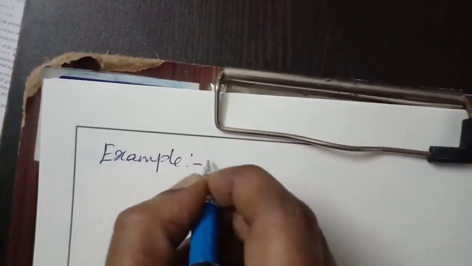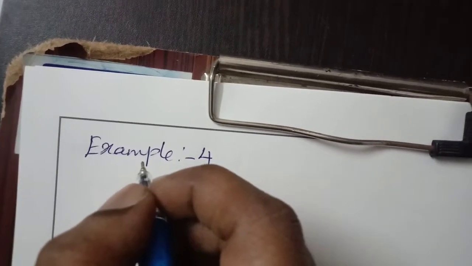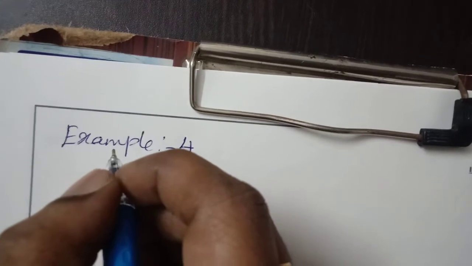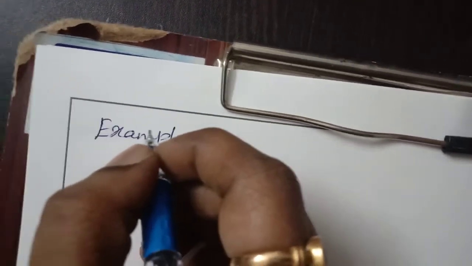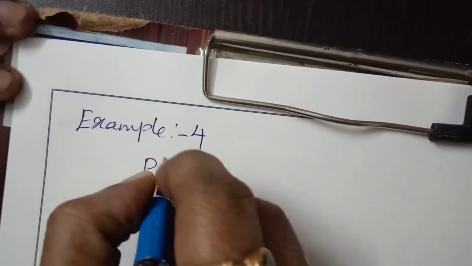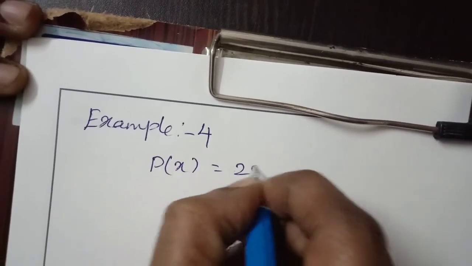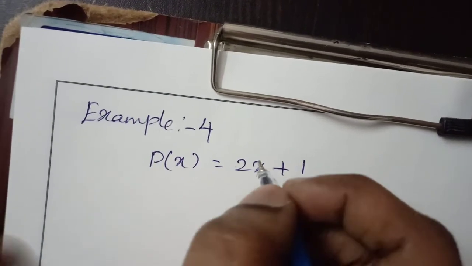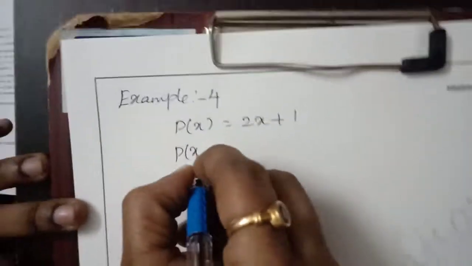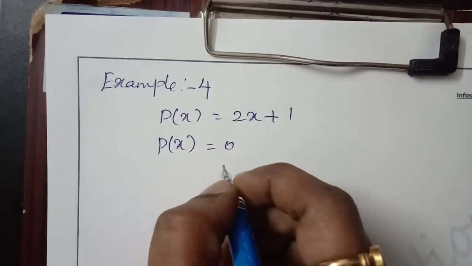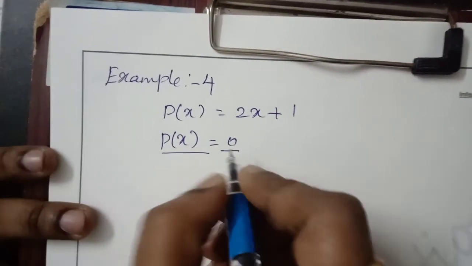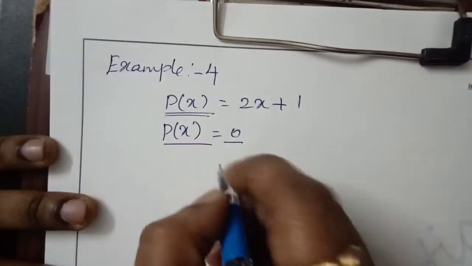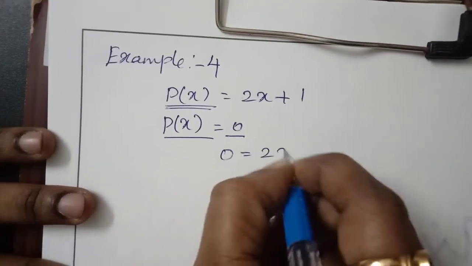Example 4. Now look at the page number 33, example 4. Find the zeros of the polynomial. Now here we have to find the zeros of the polynomial. P of x is equal to 2x plus 1. Here they have asked us to find the zeros of the polynomial. So P of x, that is equal to 0. Okay. If P of x is 0, then this is 0, correct? So 0 is equal to 2x plus 1.